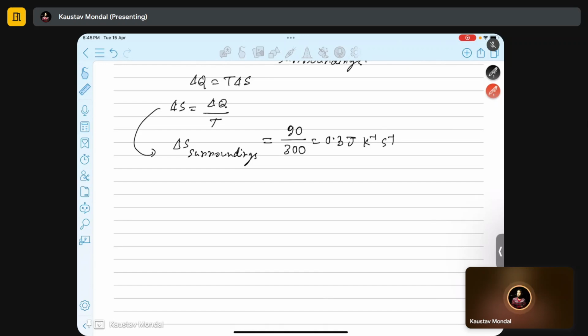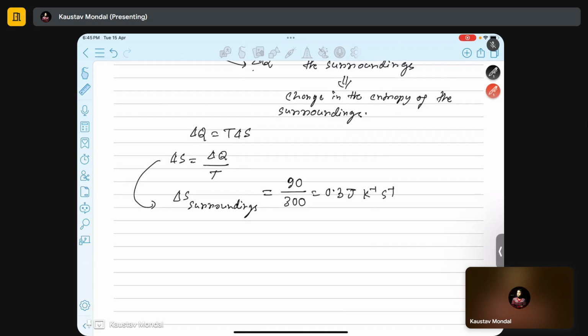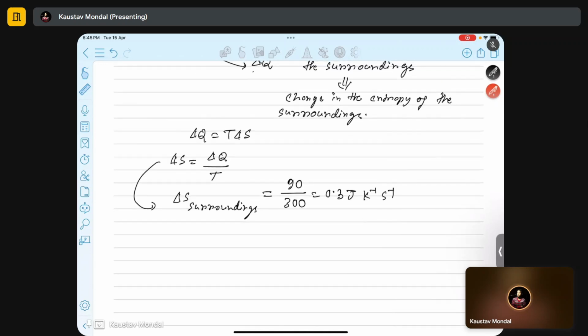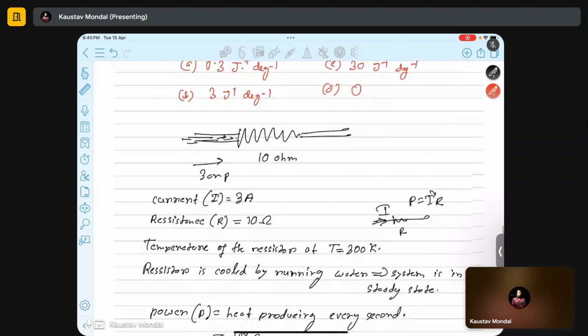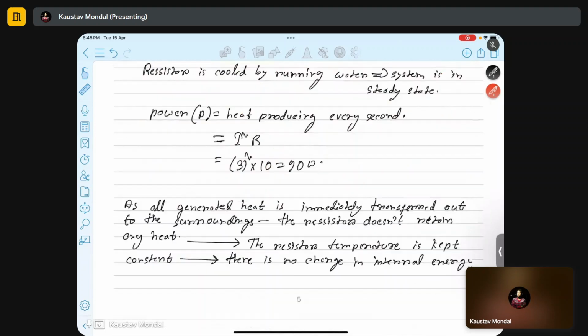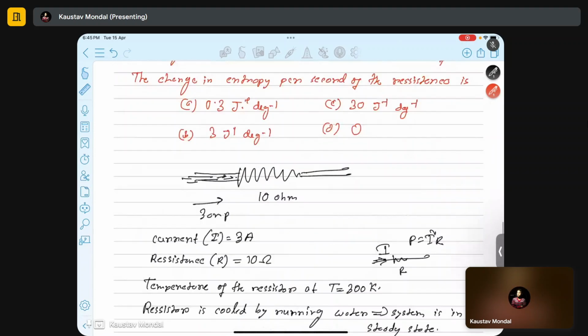The per second is there because this whole power, the whole work done, or heat, is supplied per second, because we are calculating the power. So the whole entropy change would also be per unit time, how much entropy is basically gained by the surroundings. So this would be the amount, 0.3 joule per Kelvin per second. So the correct answer would be this one, right?